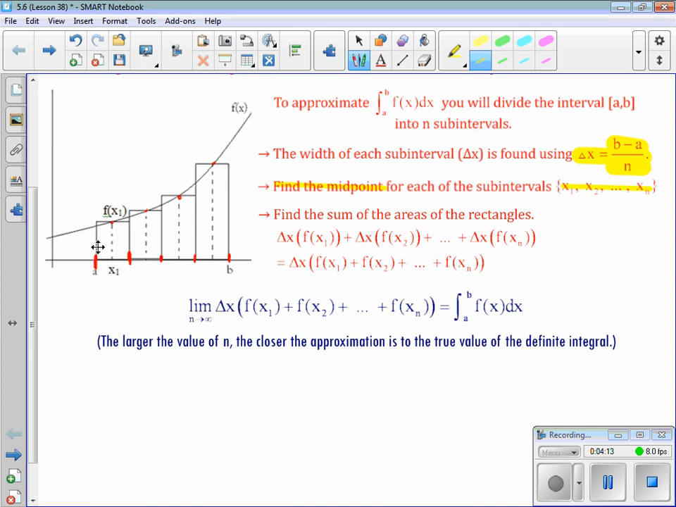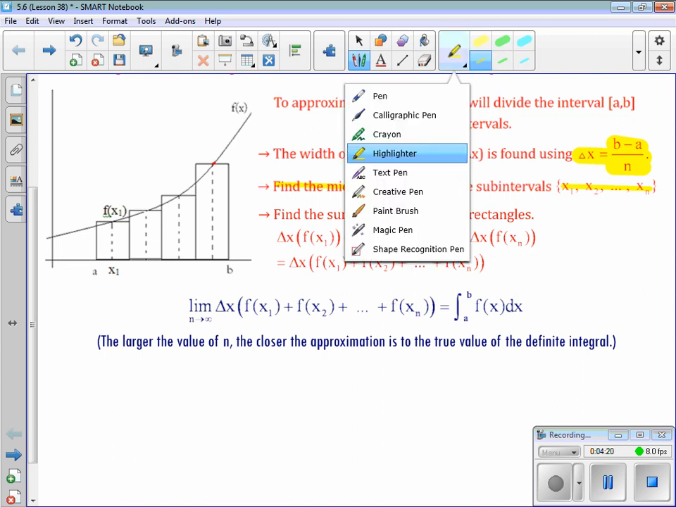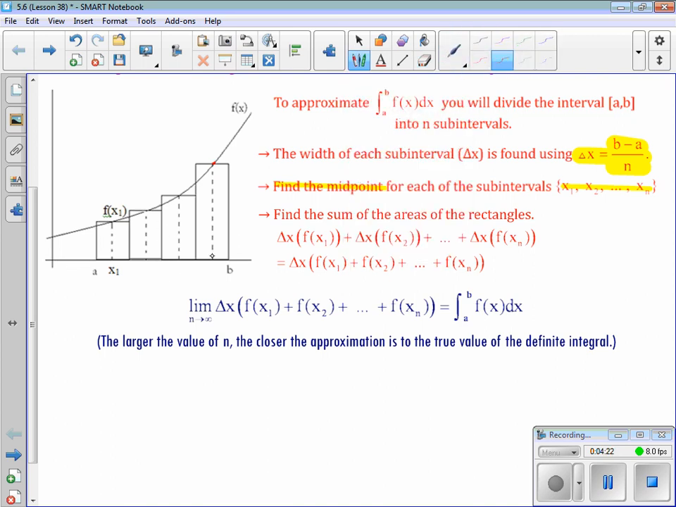If I only cut this into 1 rectangle, the midpoint would be halfway between those, right? And I would go up to the graph halfway between, and then I would draw a rectangle. Do you think 1 rectangle is more accurate, or do you think 4 is more accurate? 4, right? What if I did 100? That's going to be more accurate.